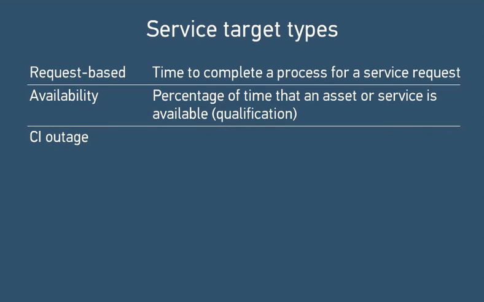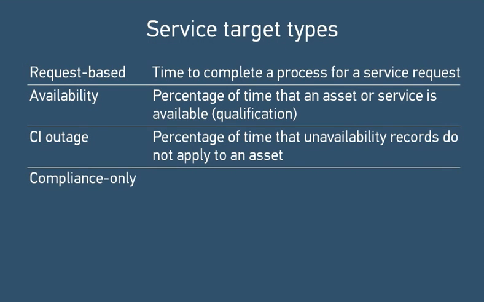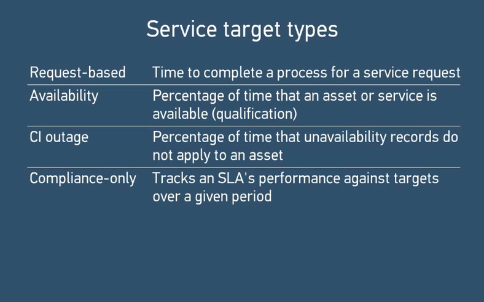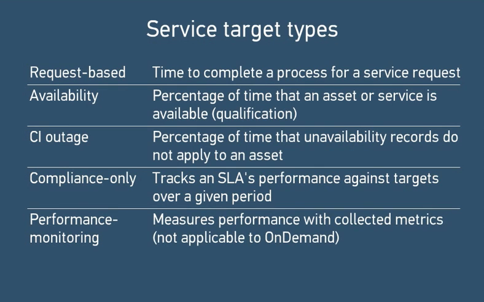A CI outage target also tracks availability of a CI, but does so based on outage or unavailability records created in BMC Remedy IT Service Management. A compliance-only target tracks whether an SLA is in overall compliance with its targets during a review period based on data calculated externally. A performance monitoring target measures performance of a CI based on key performance indicators collected directly from the CI. Performance monitoring targets are not applicable to the BMC Remedy On-Demand version of SLM.